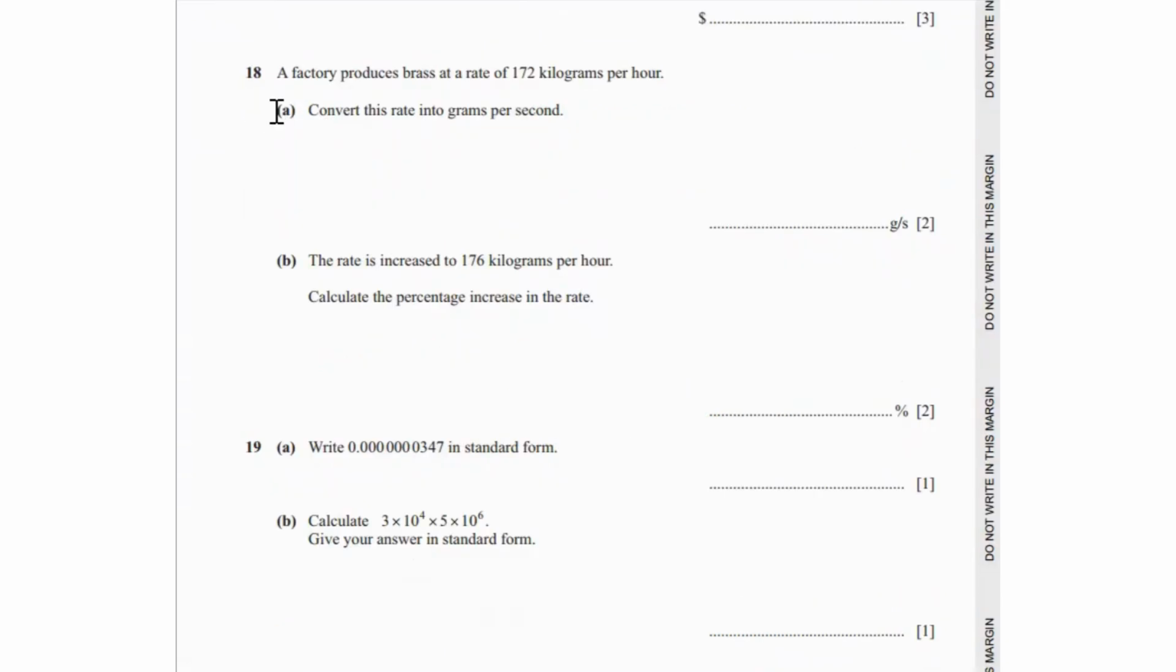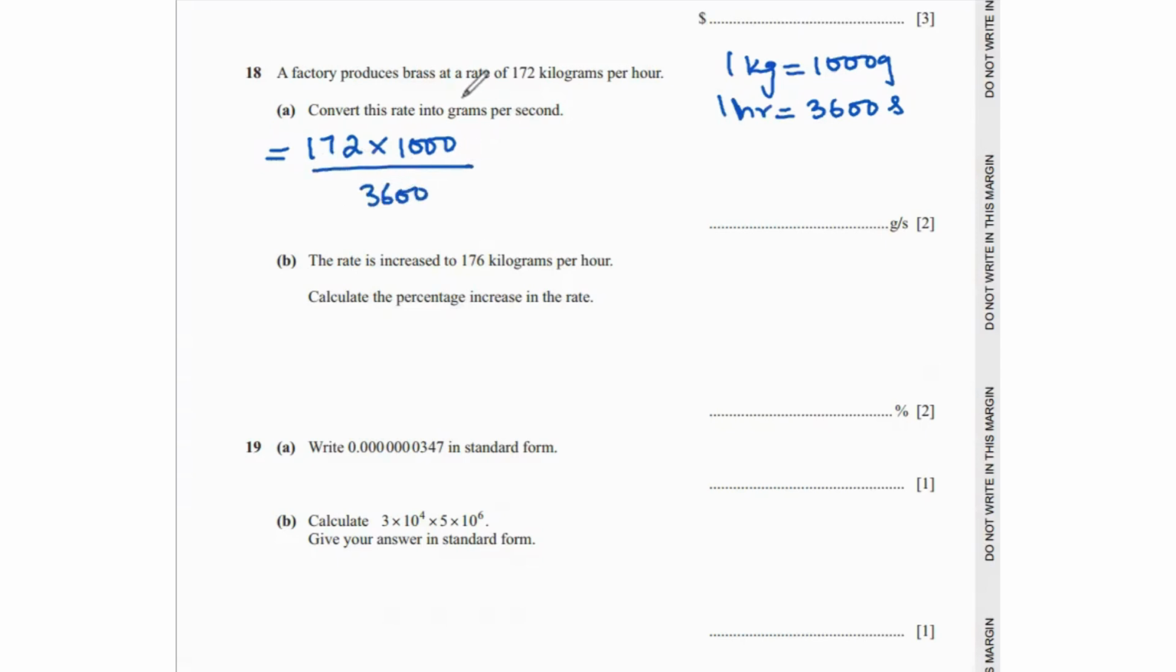Then it says the factory produces brass at a rate of 172 kilograms per hour. Convert this rate into grams per second. So 1 kg is 1,000 grams. 1 hour is 3,600 seconds. So 172 times 1,000 divided by 3,600. Since we're going from kgs to grams, we times 172 by 1,000. We're going from hours to seconds.